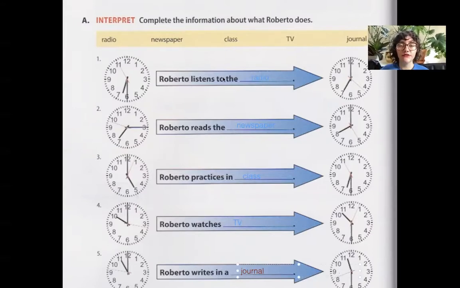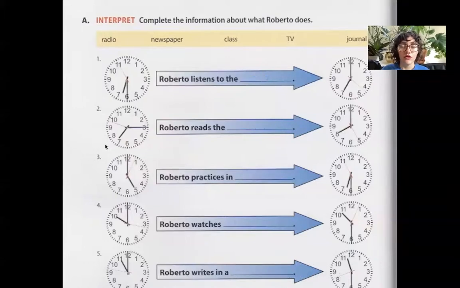So we have Roberto listens to the radio. So he listens to the radio. So this time right here is 6:30 to 7. So that's 30 minutes, right? So we would say in English, we would say Roberto listens to the radio from 6:30 to 7. Roberto reads the newspaper from 7:15 to 8 o'clock, 7:15 to 8 o'clock. Roberto practices in class from 5 o'clock to 6:30. Roberto watches TV from 10 o'clock to 10:30. Roberto writes in a journal from 11 o'clock to 11:30.